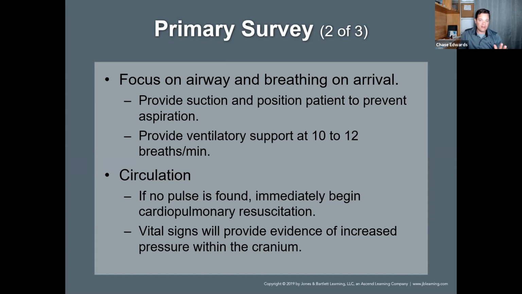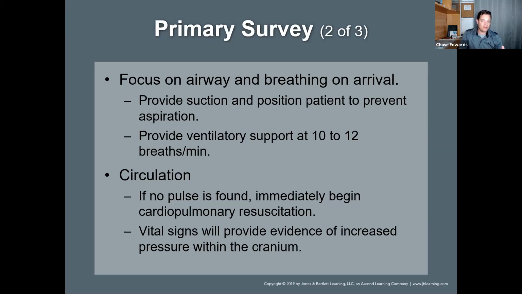So provide ventilatory support at 10 to 12 breaths a minute, right? Unless the patient presents with signs of cerebral herniation. Okay? So ventilatory support unless the patient presents with herniation. Because if you're starting to do that, then you could create more of an issue if you start ventilating or hyperventilating that patient or what have you.